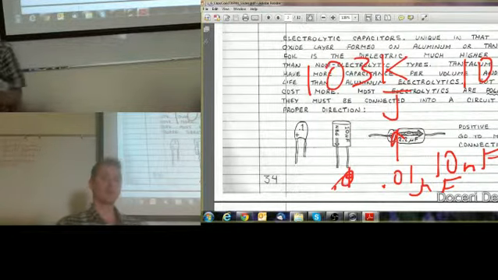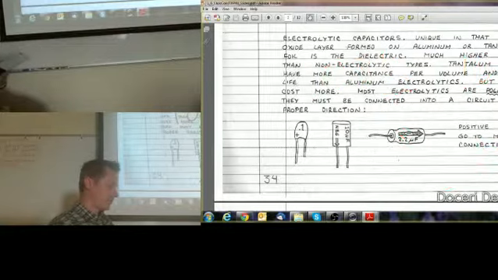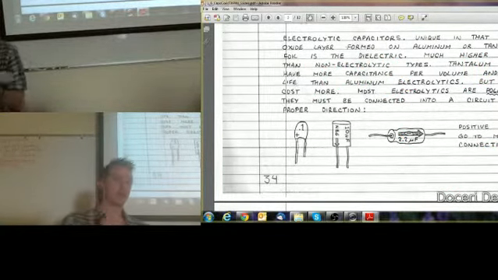Don't worry about it if you don't get it fully right now. We'll work on it during the lab time. But this is something that's commonly difficult for students, is capacitor codes.